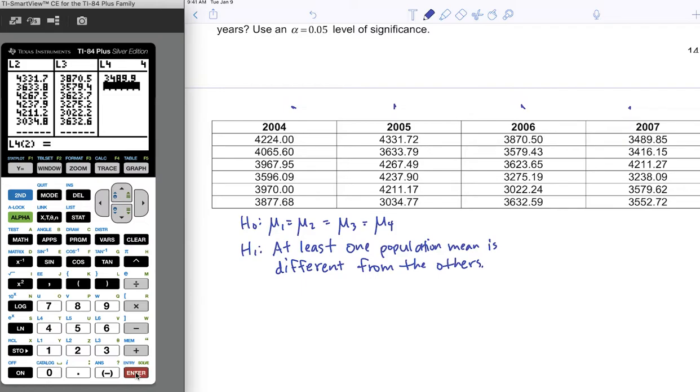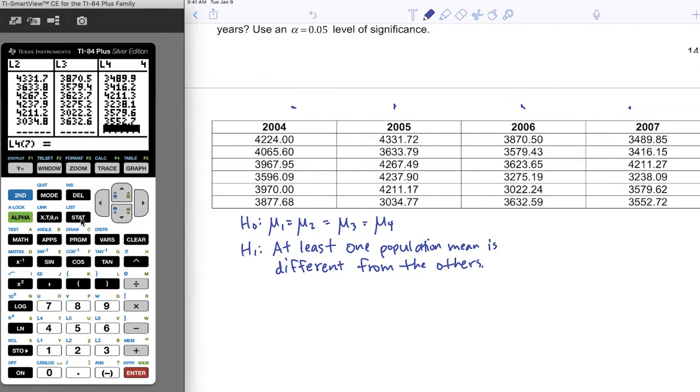All right, very last sample, 2007, 3489.85, 3416.15, 4211.27, 3238.09, 3579.62, 3552.72. Okay, hope I didn't make a mistake. A lot of numbers. All right, so now we can go ahead and run our ANOVA test.